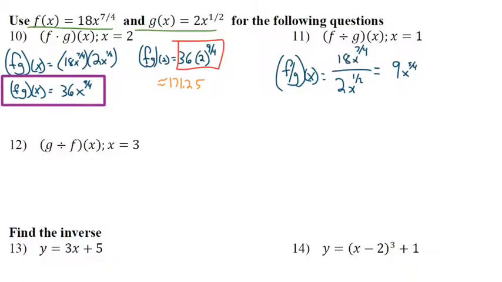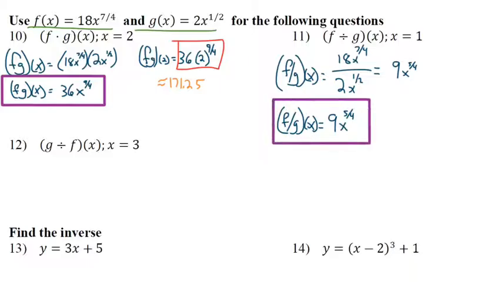So f divided by g of x is 9 times x to the 5/4. That's your new function. And they want us to evaluate at 1. So f divided by g, where x is 1. Plug in the 1. 1 to the 5/4 is still 1. 1 times 9 is 9. So there's your answer.